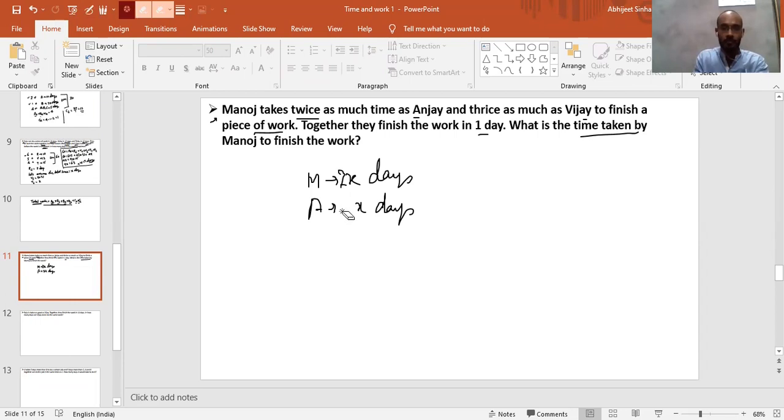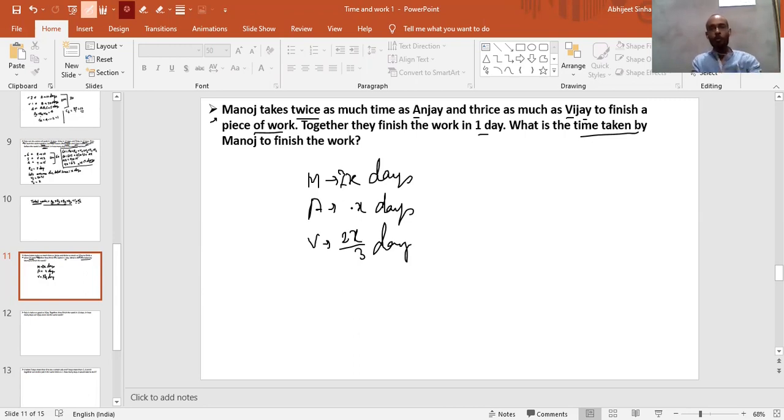Okay, my mistake. Manoj takes twice as much time as Anjay, and thrice as much time as Vijay. So with respect to Vijay, Manoj is taking thrice the time, right? Which means Vijay is taking 1/3 of the time. So Vijay will take 2x by 3 days. Is it clear? We can check from here that Manoj takes twice as much time as Anjay. So yes, Manoj is taking twice as much time as Anjay. And thrice as much as Vijay. If you multiply here with 3, you will get this, right?